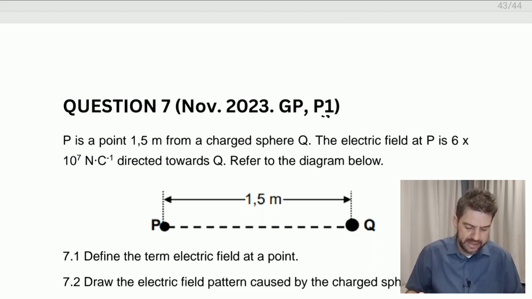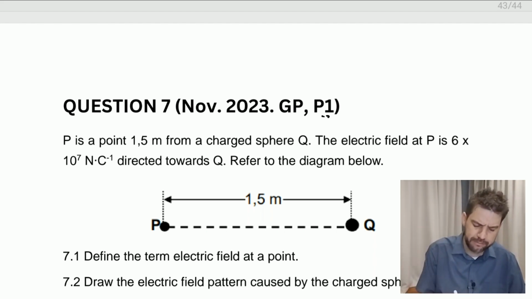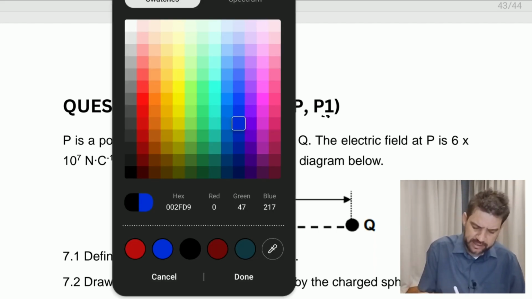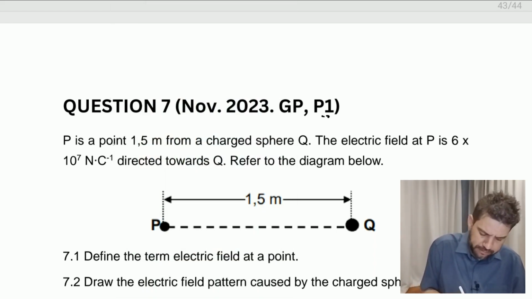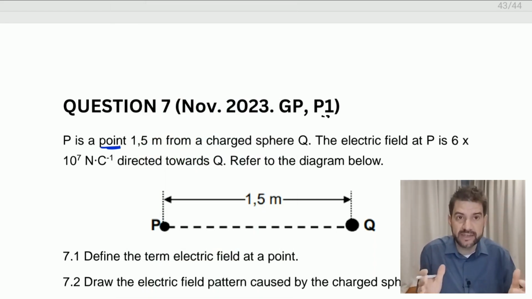The question says P is a point 1,5 meter from a charge Q, sphere Q. And I want to speak about that point real fast. That is a point. So these points don't have charges, all right? That is an important thing to know. The electric field at point P is 6 times 10 to the 7 Newton per Coulomb directed towards Q.